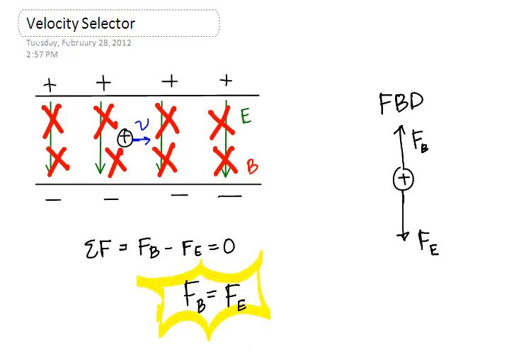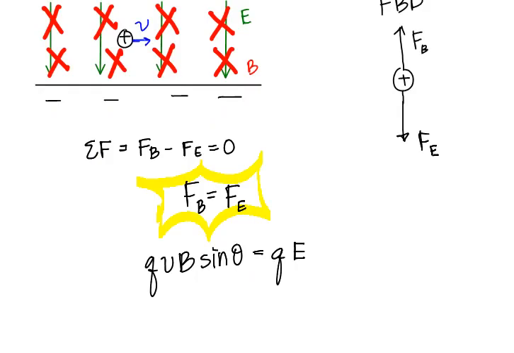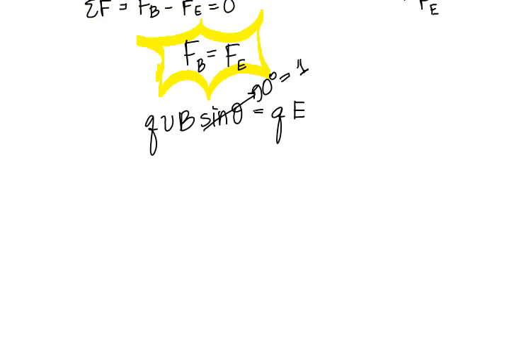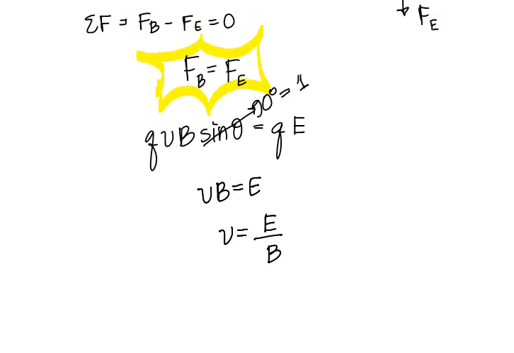Now, substitute in those two values. And in most cases, this sine theta is going to be 1 because we'll have a 90-degree angle, because that's what we do in this course. We're not going to have anything crazy, so I'll have a 90-degree angle, which will give us 1 there. So they cancel out your Q's. And you may want to remember this as the velocity selector equation.